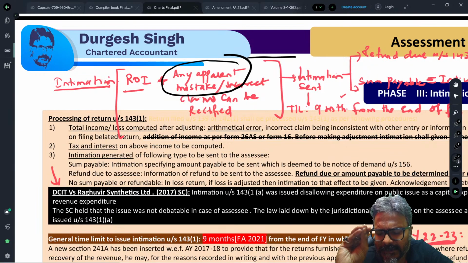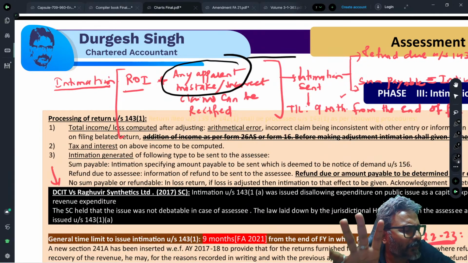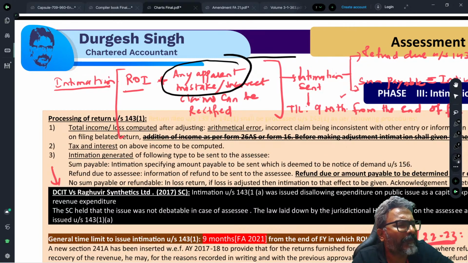Now, with this apparent mistake concept, students, please pay attention to this point as well. There was a case. As you would be aware, a judgment of the Supreme Court will bind the entire country. How about the High Court judgment? A High Court judgment is binding only on the assessee or the income tax authority in that particular state.